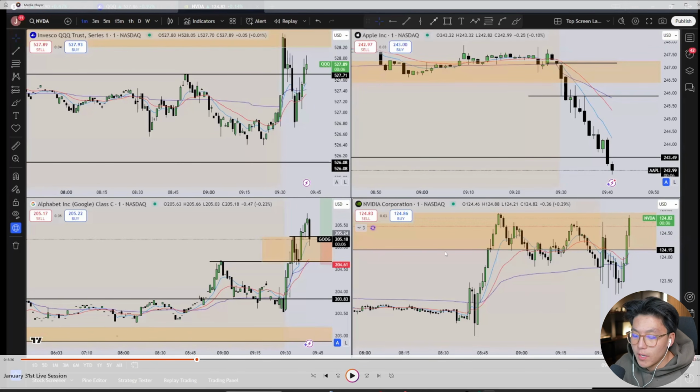So you can see right here on Google, price is coming back down in towards our 5 minute opening range. In this case, there's not too much displacement on this name. So what I'm going to be doing is waiting for the buyers to step in off this key area if we're going to be looking for this trade back towards the upside.